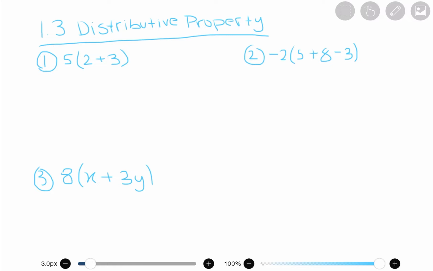So what we can do is multiply the 5 to the 2 and multiply the 5 to the 3 like that. And what ends up happening is we get 5 times 2 plus 5 times 3, and that equals 10 plus 15, which equals 25.